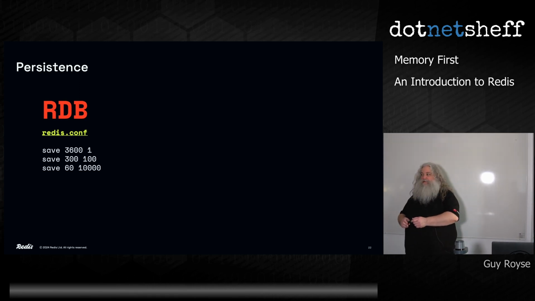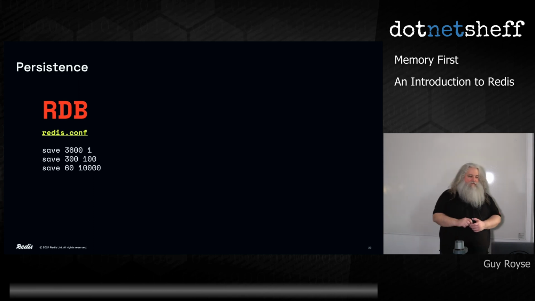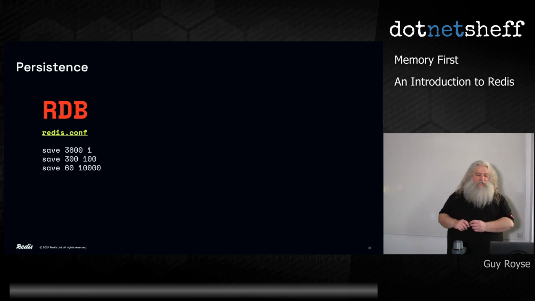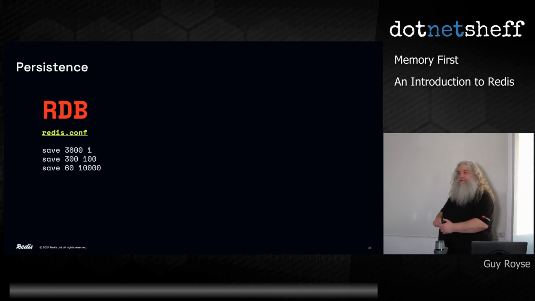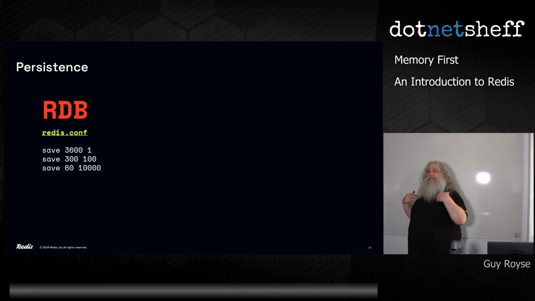so, every hour if at least one key has changed. And save everything if at least 100 keys have changed within 5 minutes. And if 10,000 keys have changed, save it every minute. And so you can set very specific thresholds. You can actually say, how much data am I willing to lose? If I have a single instance of Redis, you can explicitly configure it.